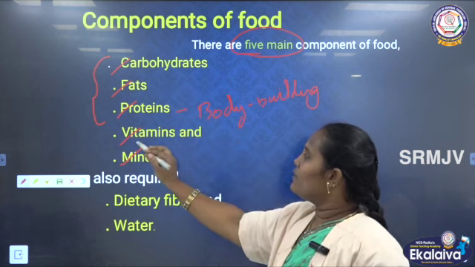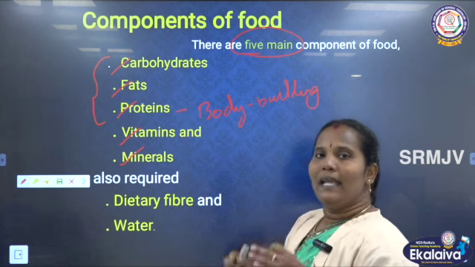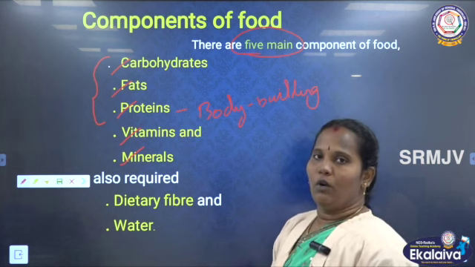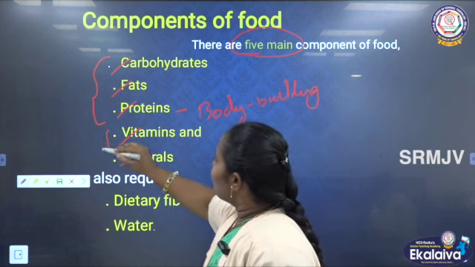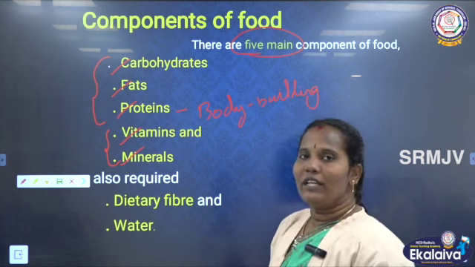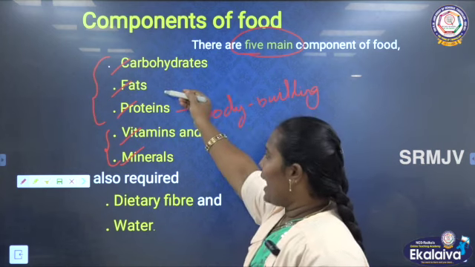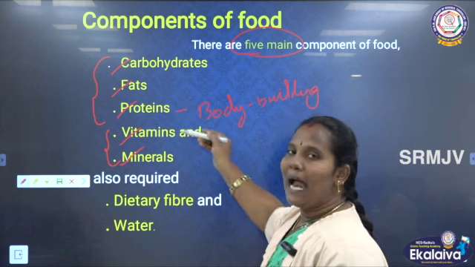Apart from this we have vitamins and minerals. They are also very important but we need them in very small quantity. So this is also very important nutrition. So these are the 5 main nutrients our body needs. What are the 5 nutrients? Carbohydrate, fat, protein, vitamins and minerals.